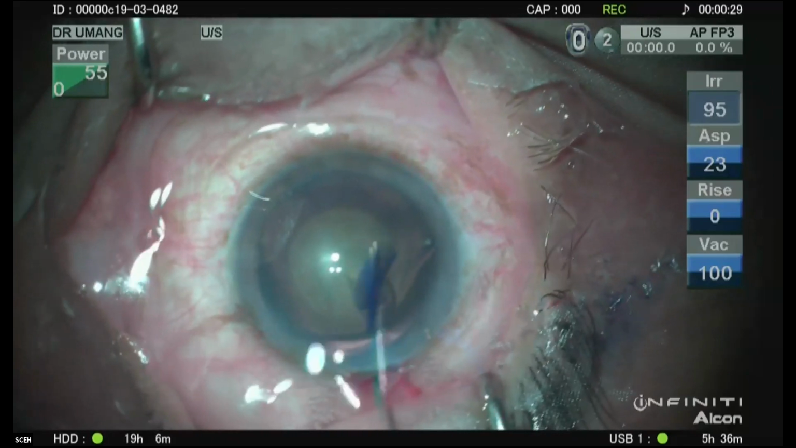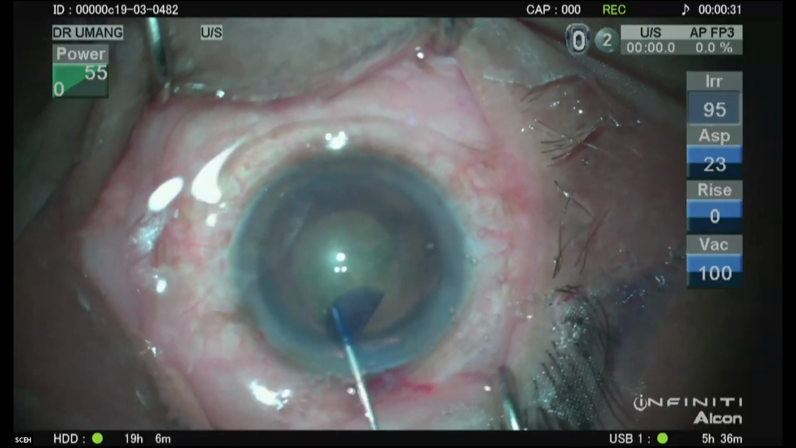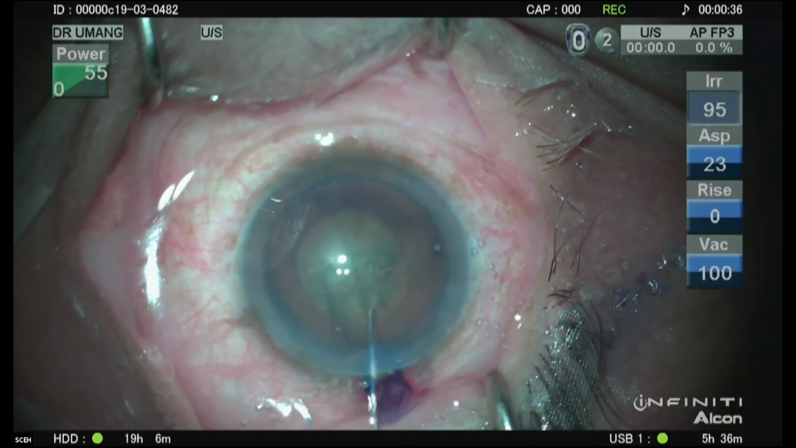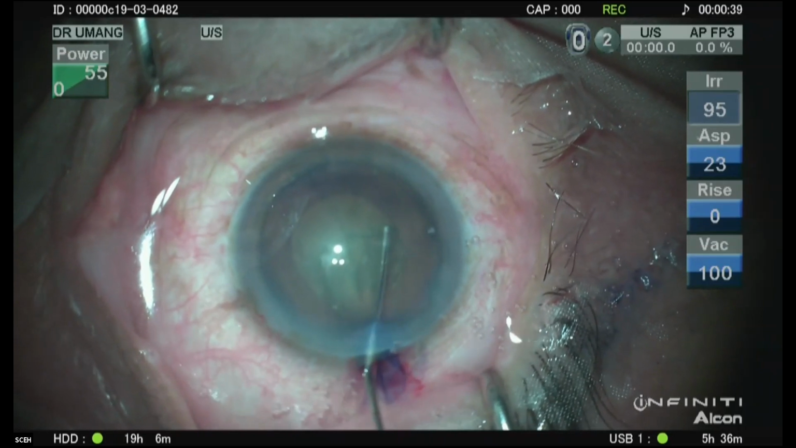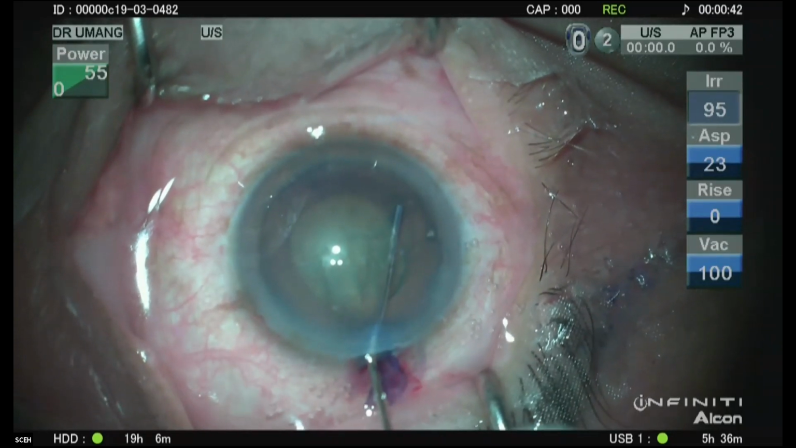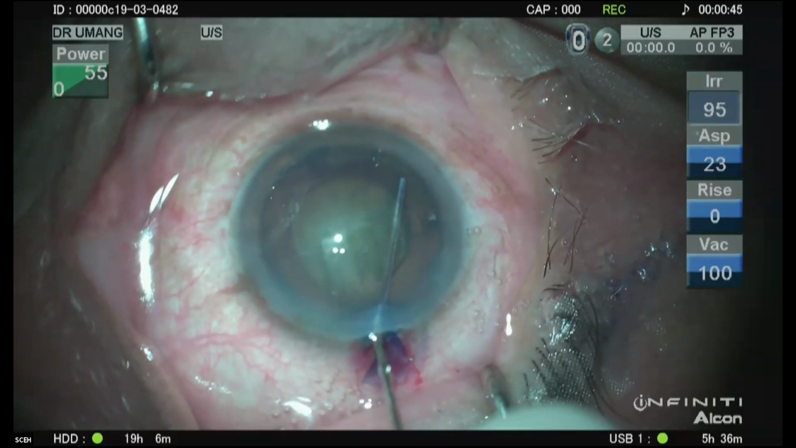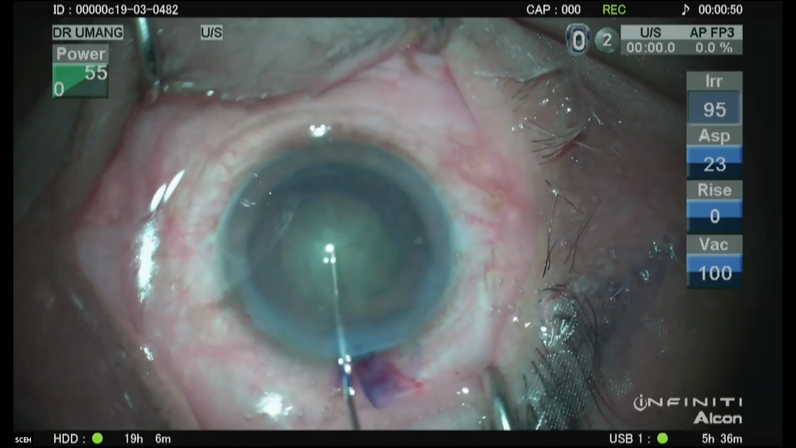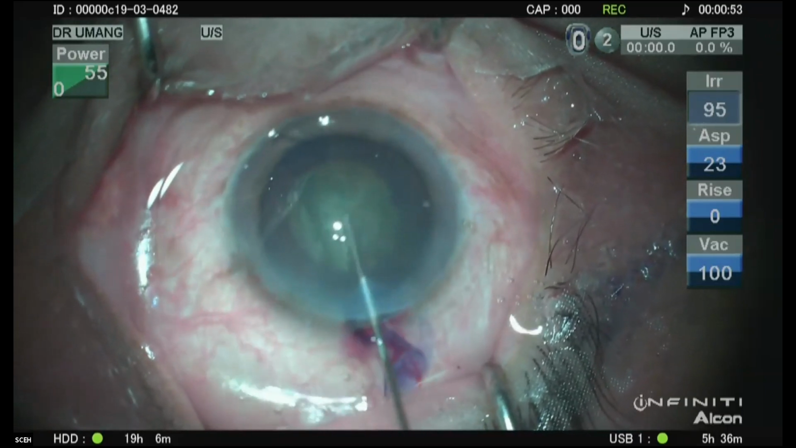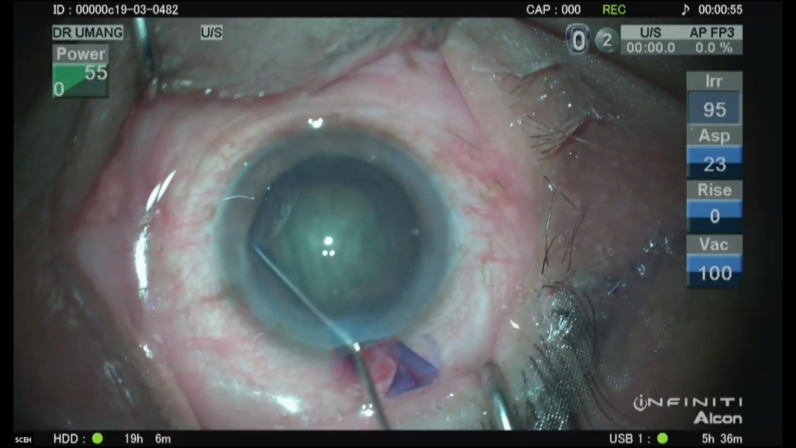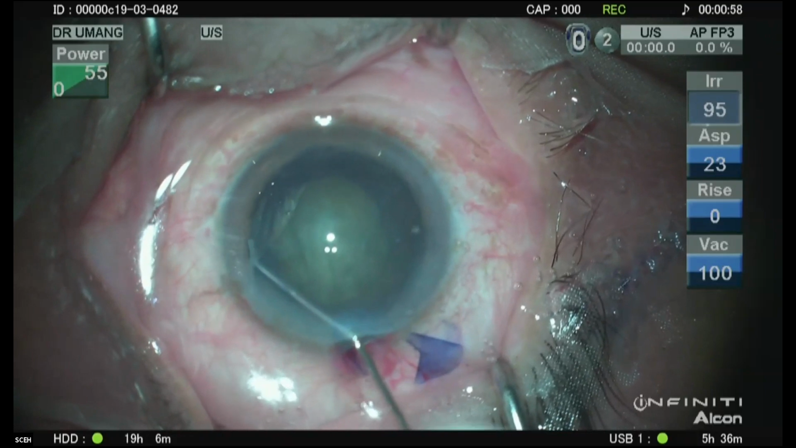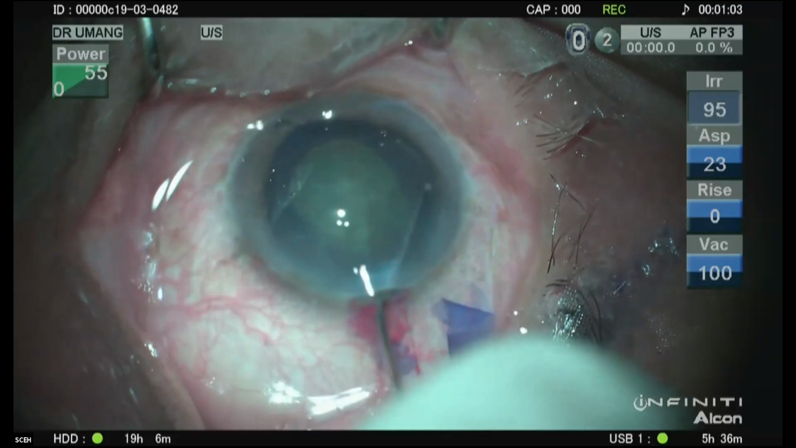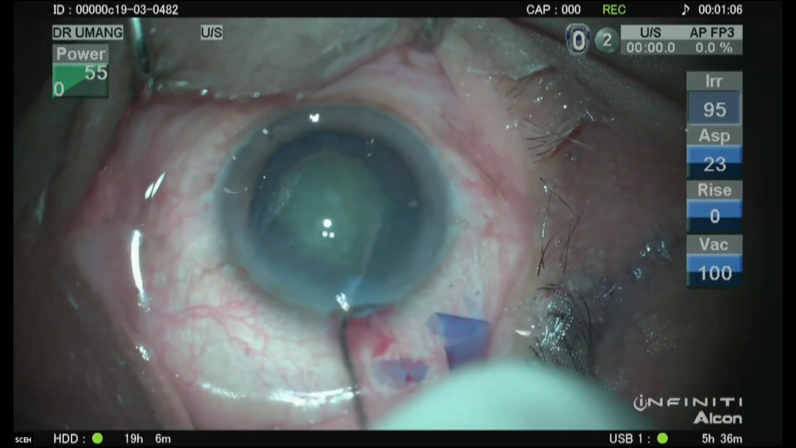You're just replacing some of it. Before hydrodissection, reduce the amount of visco inside. Now for hydrodissection, go inside the capsule, lift the capsule up, and then with a little jerk, inject. I'm not too happy with the wave I've got. I'll try it again. Now when you see a lift in the nucleus, generally that's the time to stop, and then you burp it a little.